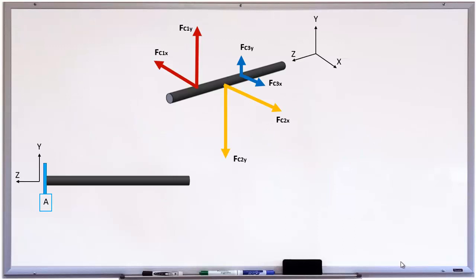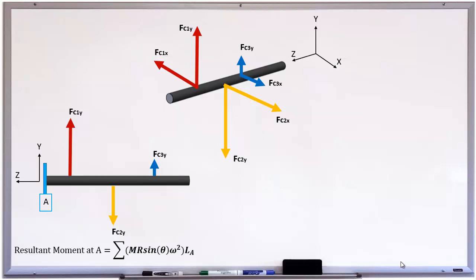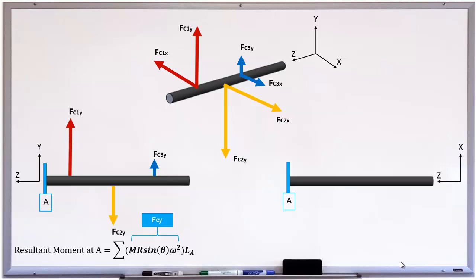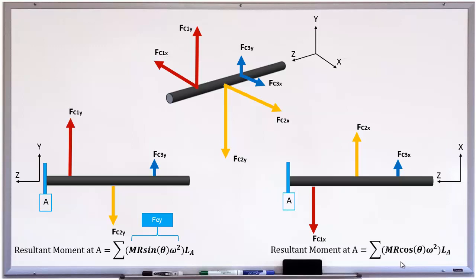So, for the YZ plane, these are the components that act on this particular plane, and the resultant moment at point A is calculated as follows. Sigma m r sine theta omega squared L_A, where this term represents the Y components of the force, and L_A represents the moment arm. Likewise, the same thing applies on the XZ plane. These are the X components of the force, and the resultant moment at A is sigma m r cosine theta omega squared, and this term is the X component of the force, and L_A is again the moment arm. This is exactly what we are about to do, so make sure you fully understand this so far.